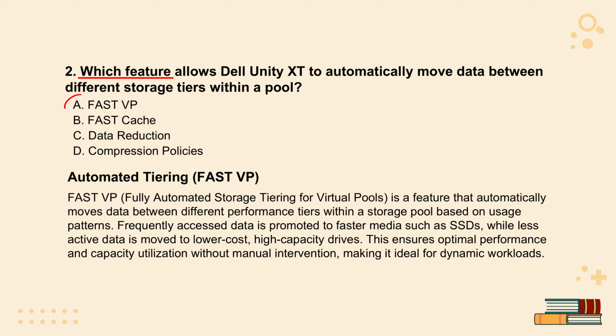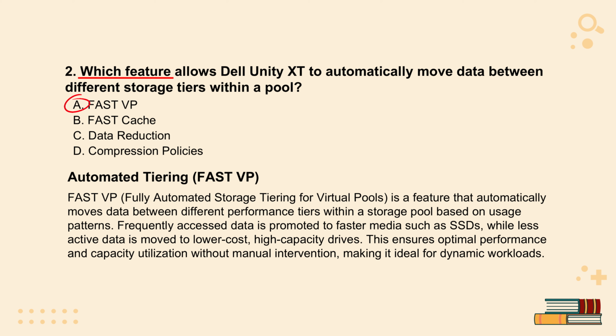So you might have super fast flash drives for high performance, and then perhaps SAS drives, which offer a balance of performance and cost, and even lower cost, higher capacity NL-SAS drives. So different lanes on the data highway, so to speak. Exactly. FastVP is the intelligent system that acts like a traffic manager.